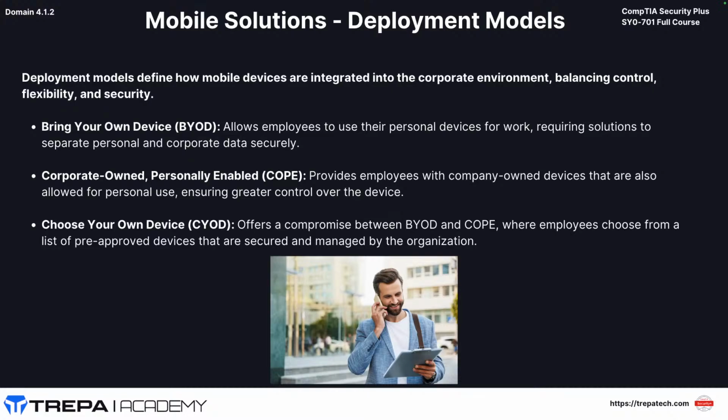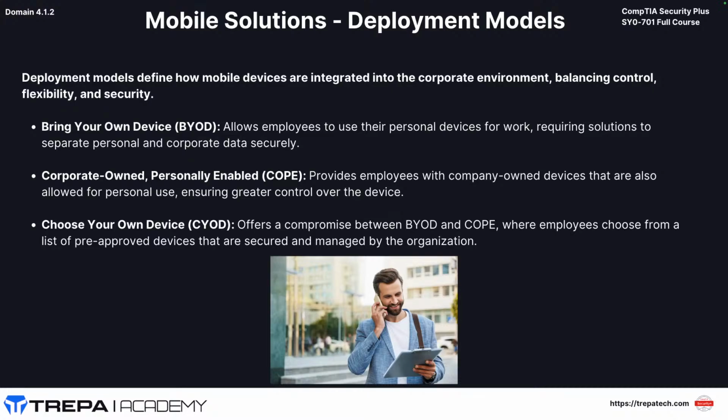Anyways, choose your own device. So this is a compromise between BYOD and COPE. This is where employees choose from a list of pre-approved devices that are secured and managed by the organization. So with COPE, it's pretty much like, hey, we're buying 100 Galaxy S, I don't even know what Android has anymore. I don't like Android. But we're buying 100 Android phones, old Android phones. So that's what you're going to have. Or we're buying the new iPhone 16, so that's what you're going to have. There's no choice.